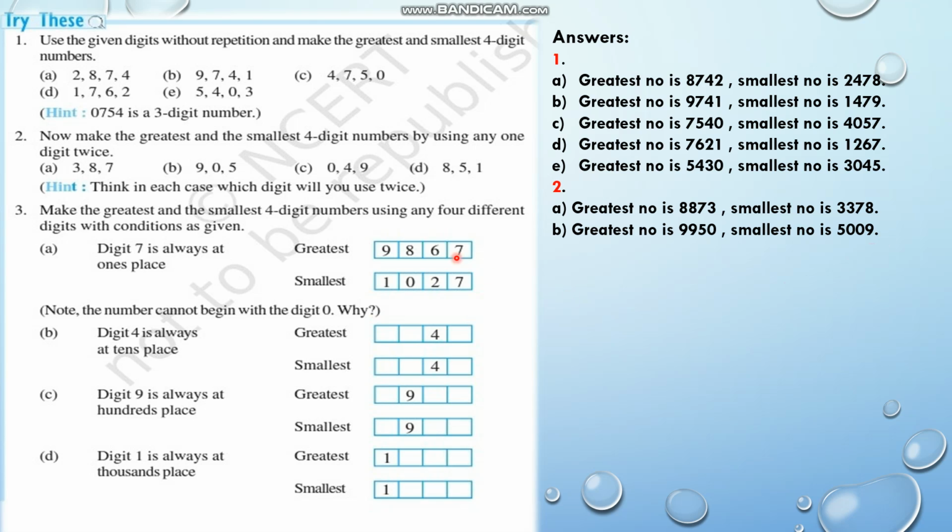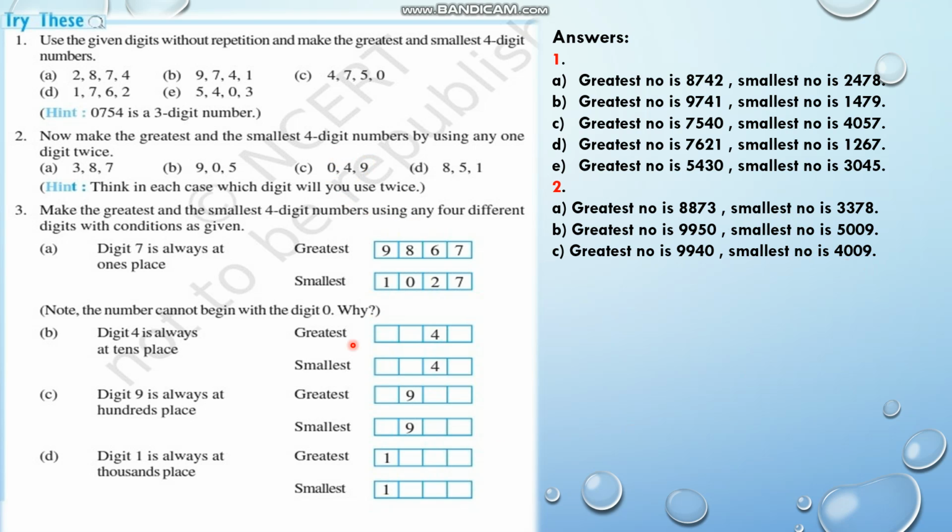Got it, children? Now next is 049. Okay, so 9940 will be the greatest number. Then, we cannot start with 0, so we start with 4. 4009 is the smallest number.